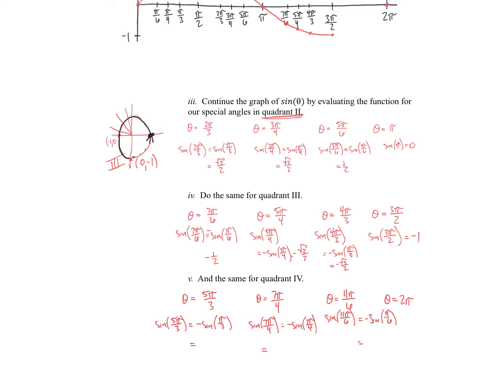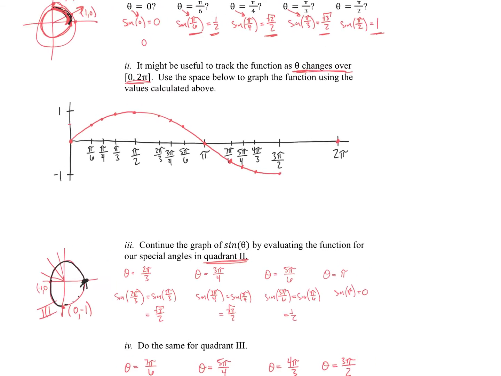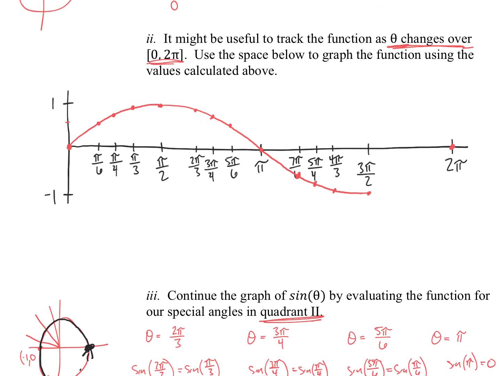So sine of 5 pi over 3 is negative sine of pi over 3 using the reference angle. So that's going to have a value of negative radical 3 over 2. Negative sine of pi over 4 is going to be negative radical 2 over 2. And then negative sine of pi over 6, negative 1/2. And then 2 pi, just as we said, that's going to have an output of 0. So we can go ahead and add the rest of those into our graph.